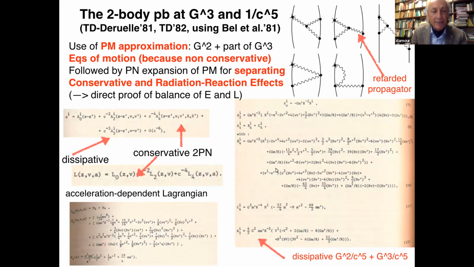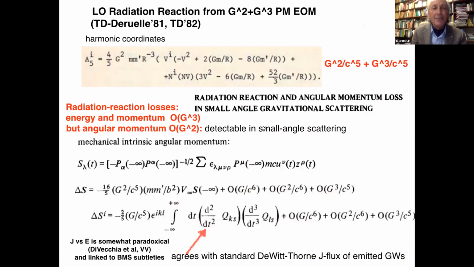And then you get these full equations of motion, and you prove that up to 2 PN, they derive from an acceleration-dependent Lagrangian. So this part is really conservative. And then you have an extra part, which is by definition dissipative in the sense that it does not derive from an action. And what I want to emphasize is that this leading radiation reaction force contains G squared over c^5. So you see the G squared here, the c^5 is in the index. And because there is an extra G, G cubed over c^5.